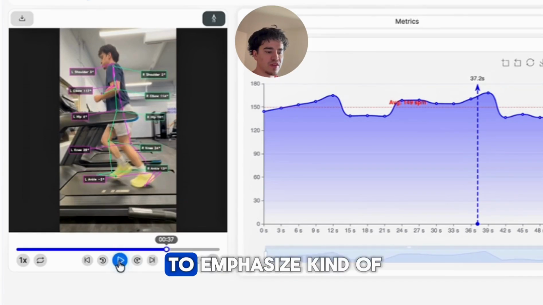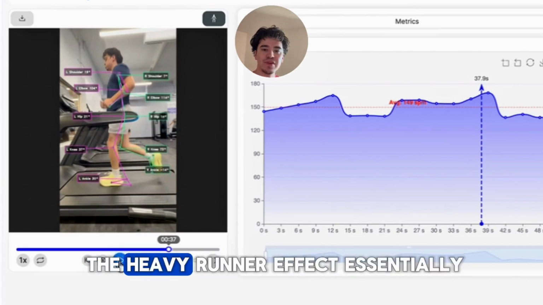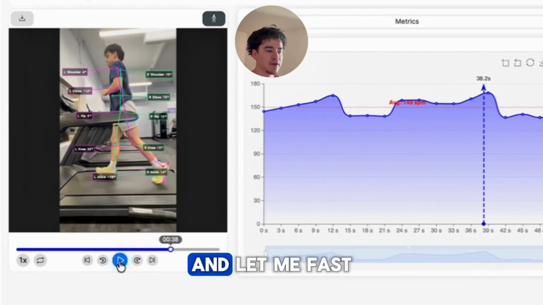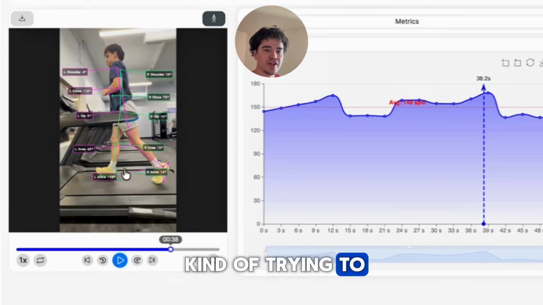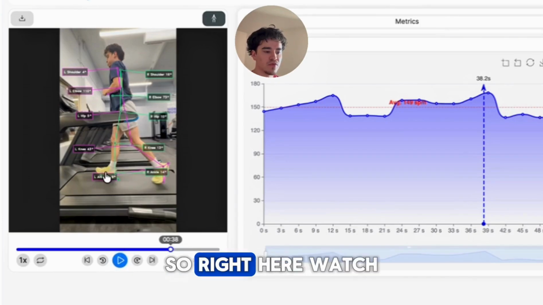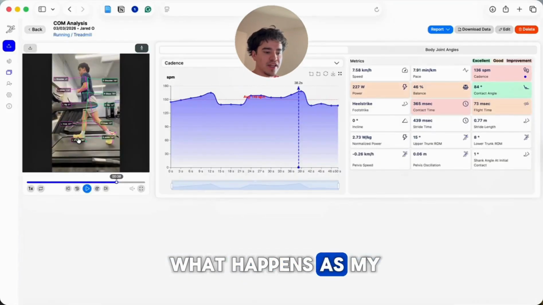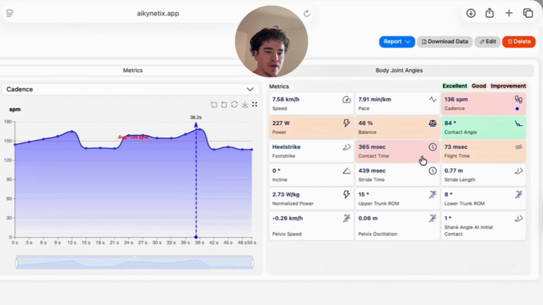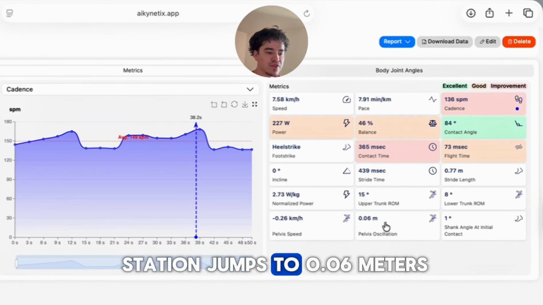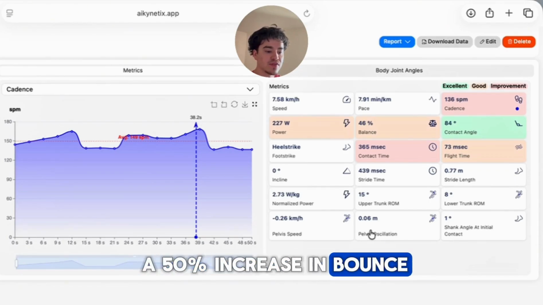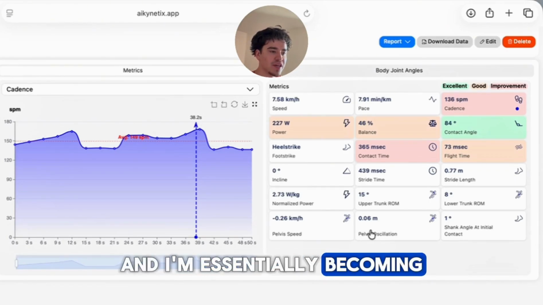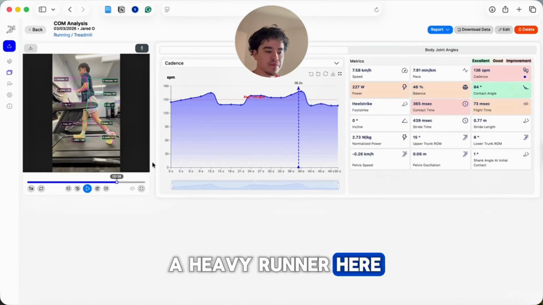So now I want to emphasize the heavy runner effect essentially. And let me fast forward here. This is where I'm trying to overstride. So right here, watch what happens. As my pace and cadence drop down, I'm at 136. Oscillation jumps to 0.06 meters. So it is about a 50% increase in bounce, and I'm essentially becoming a heavy runner here.